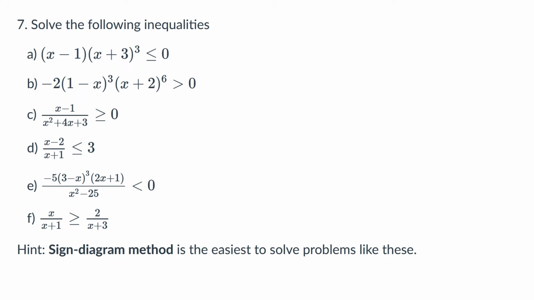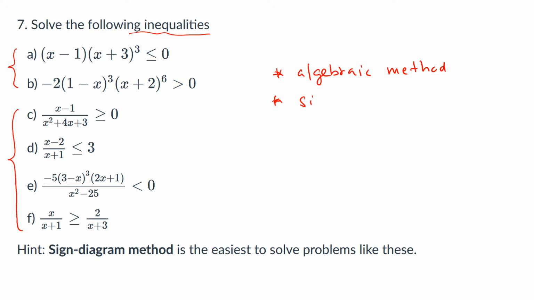In this problem, we're going to solve several inequalities. There are two polynomial inequalities, and there are four rational inequalities. When we have a general polynomial or rational inequality, there are three methods to solve the problem. The first one is the algebraic method. The second one is what we call the sign diagram method. The third one is the graphical method.